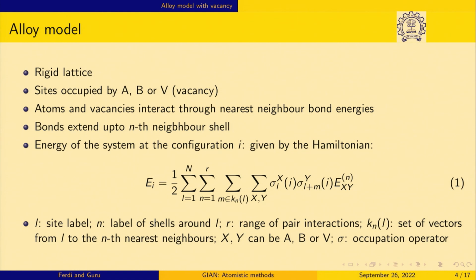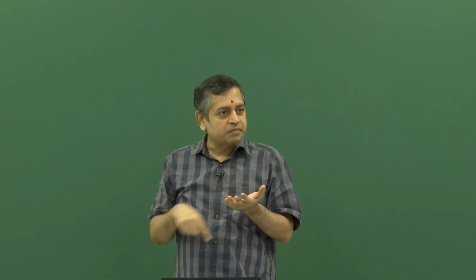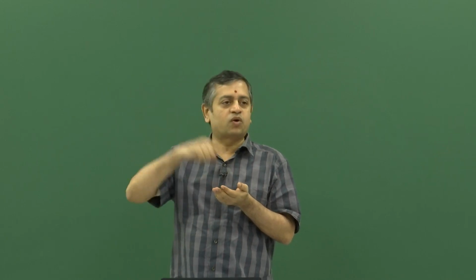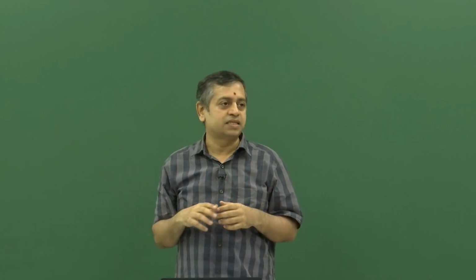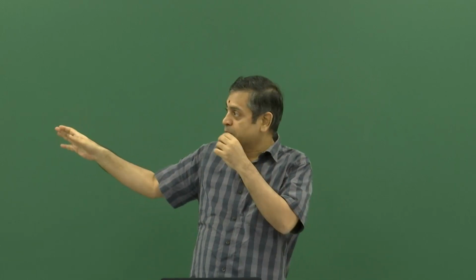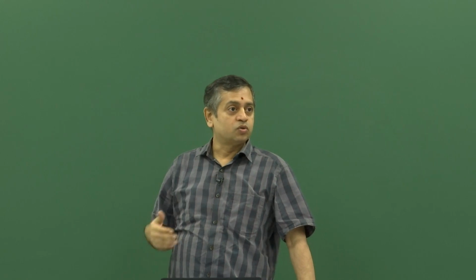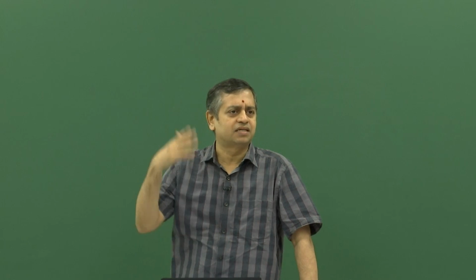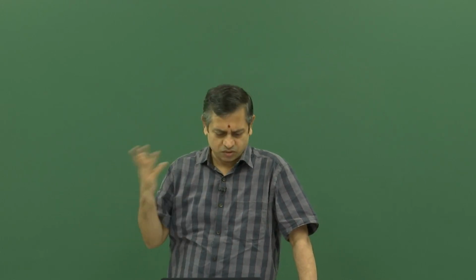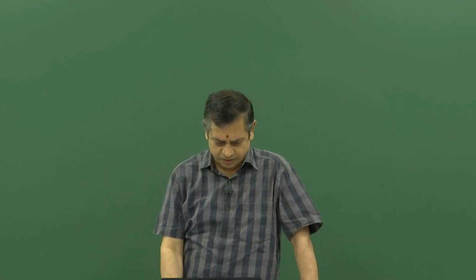And E xy n is basically the bond energy. So, it is written in one single expression, but it is easy to see what it is doing. You go to every site, you go up to some n nearest neighbors, you find out what type of atoms are sitting in these neighbors and multiply by their bond energy and calculate the total energy. So, this is the Hamiltonian that we are using for doing the computation, and this is basically the internal energy, and entropy is anyway coming from the algorithm. So, that is how you get the behavior of the system.